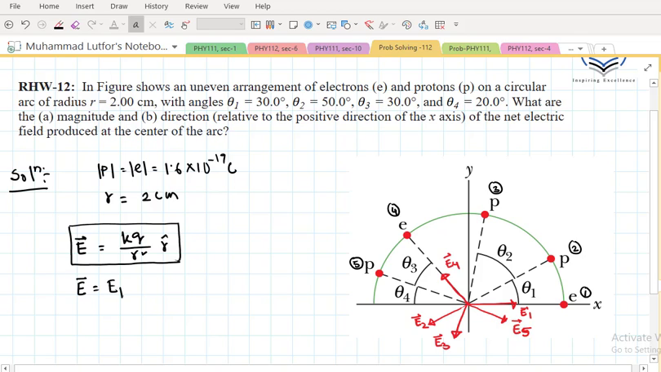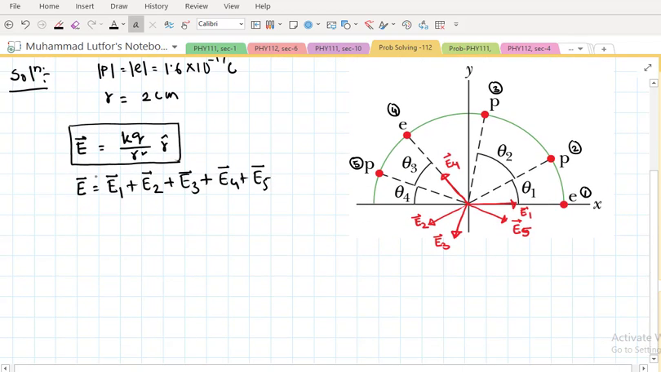So the resultant electric field we can find using this: E1 plus E2 plus E3 plus E4 plus E5. That will be my net electric field. Fine, I'll find it numerically first. What will that be? E1. I'm not going to plug in the values; I'll plug in the values at the end of this problem.